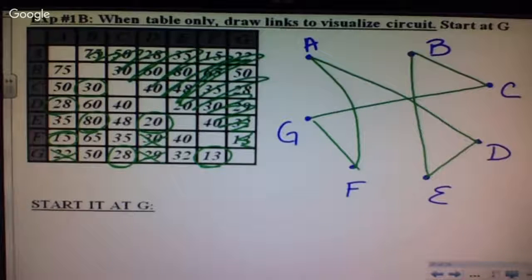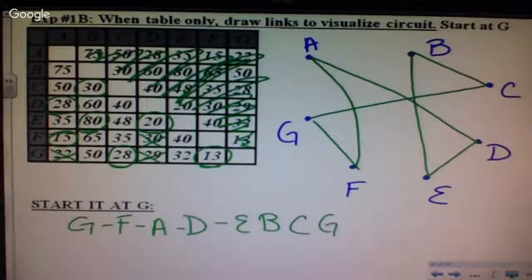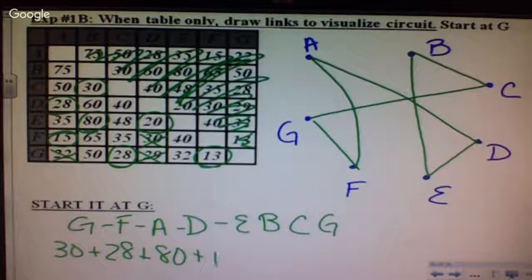So the last thing you want to do now is start me at G. If I start at G, you want to go G, F, A, D, E, B, C, G, and back to G. Then you add up all the numbers in the chart that you've circled. So we've got 30, 28, 14, 80, 15, 28, 20, and 13.